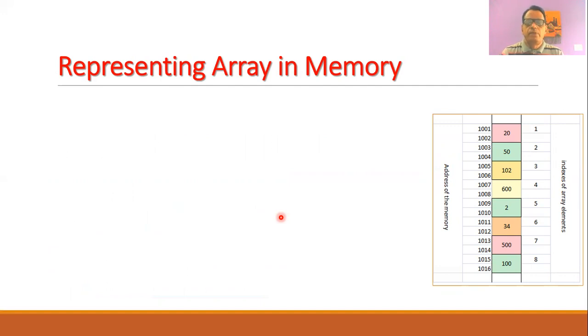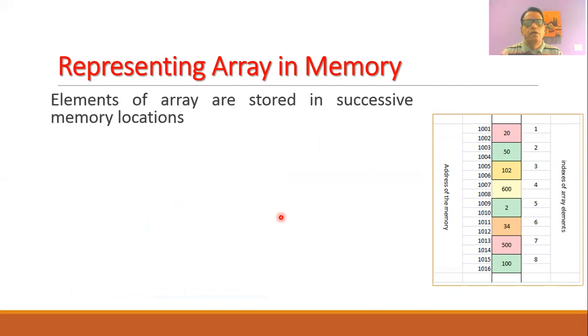Before we actually go to the discussion of the different operations on an array, let us understand how arrays are represented in memory. The elements of the array are stored in successive memory locations. As shown in this diagram, for example, the first element is stored from the memory location whose address is 1001, and suppose this number requires two memory locations, 1001 and 1002.